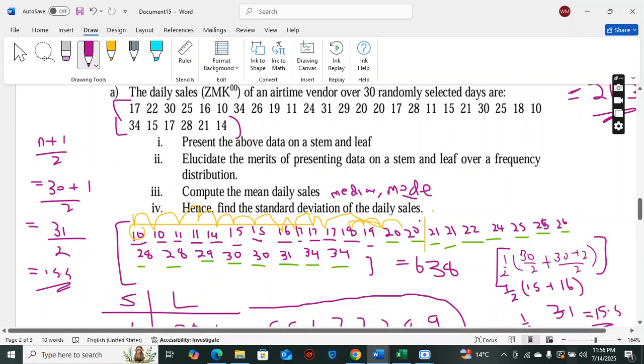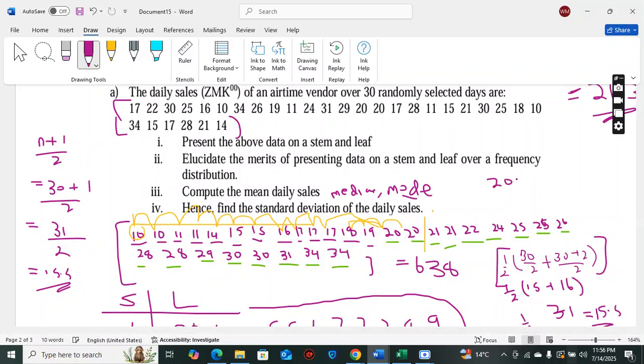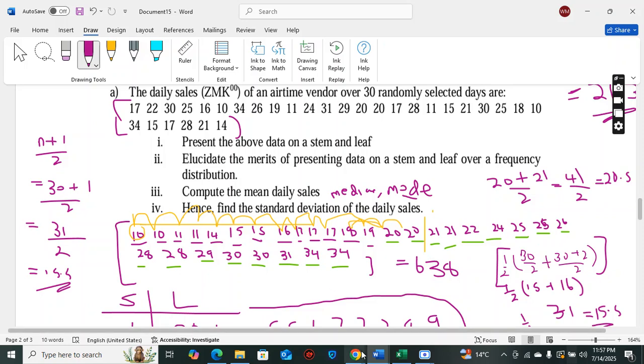So the median is between 20 and 21. So 20 plus 21, 41. 41 divided by 2, that's 20.5, right? So half of the daily sales are below 20.5 and half of the daily sales are above 20.5. That's how you translate the median.